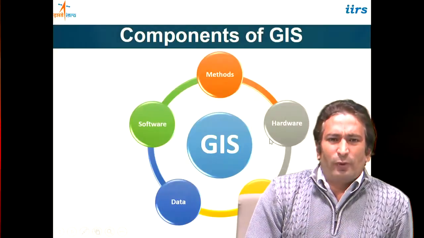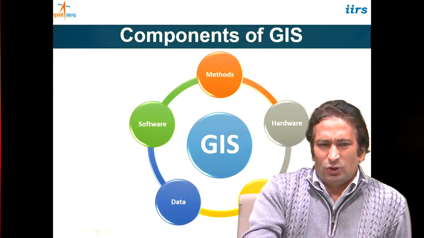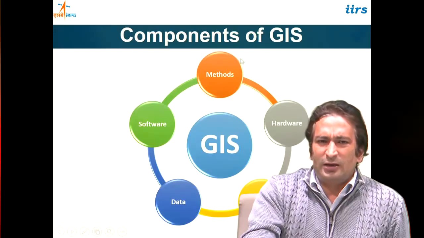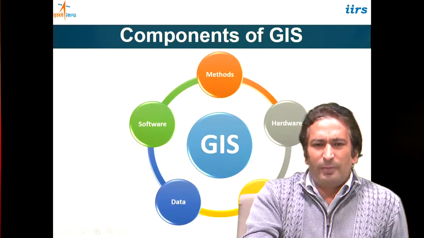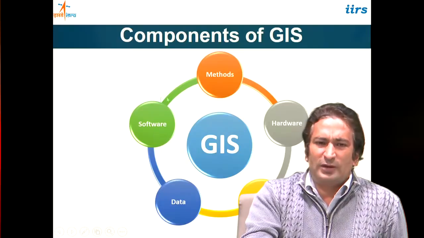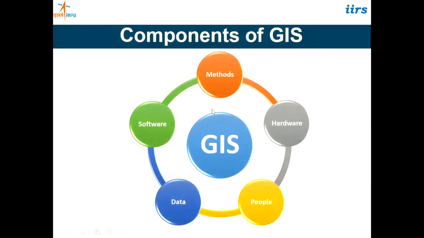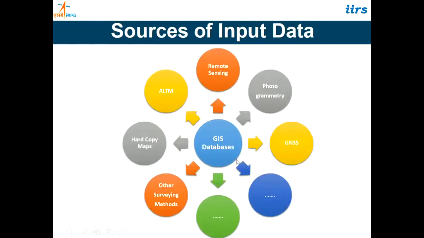Let us take the components of GIS, only the basic things. GIS is composed of methods, hardware, people, data set and software. This is a very basic definition. I will not tell much about this, but you should know that there are basically 5 components of GIS: method, hardware, software, people and data. This is true for any kind of information system. But if the data is geographically referenced, then it is a GIS data set.